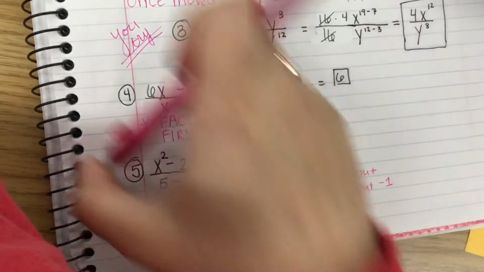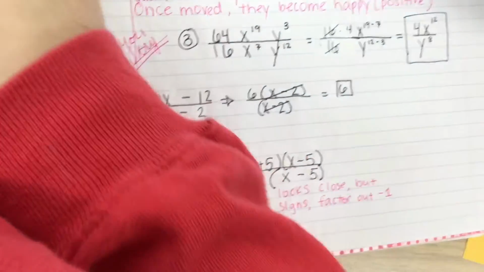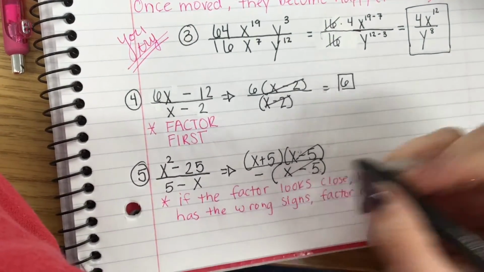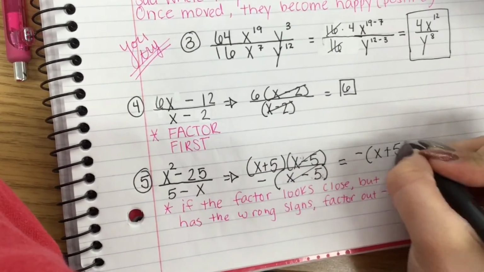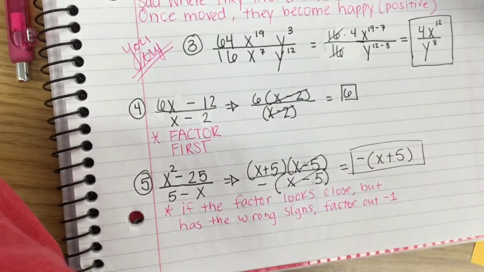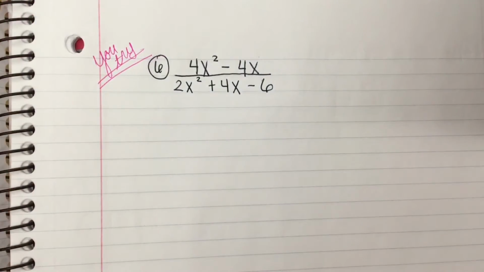Now that I have these quantities that look exactly the same, this x minus 5 over x minus 5, I can cancel those like quantities out. I don't want to leave that negative in the denominator, so I'll just move it to the numerator. It's just a negative 1, and this is my final answer.